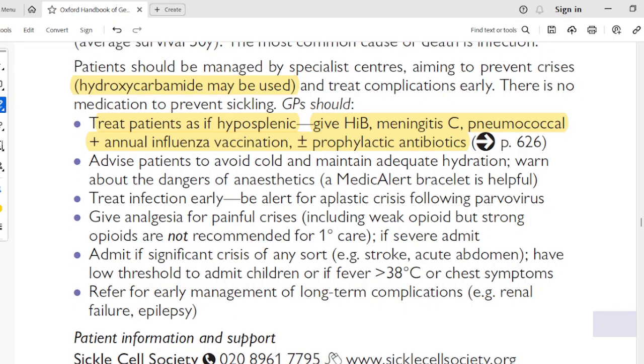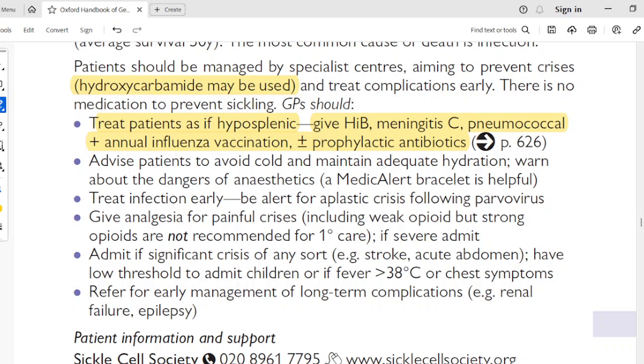So HIB, meningitis C, pneumococcal vaccine. HIB, meningococcus and pneumococcus are capsulated bacteria, so people who are hyposplenic are more prone to infections with capsulated organisms. You need to give these three vaccinations, and for pneumococcal vaccination there will be a booster every 5 years, plus annual influenza vaccination, plus prophylactic penicillin until 16 years of age or 2 years after detection.